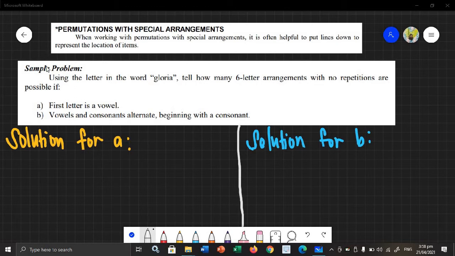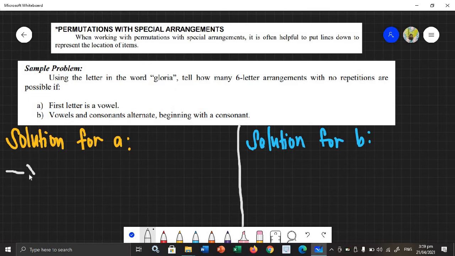So, ito yung mga sample problems with regards to this type of permutation. Kadalasan siya yung mga words na i-arrange mo, depende kung ano yung nakalagay na condition. Like this problem. So, using the letters in the word Gloria, tell how many 6-letter arrangements with no repetitions are possible if the first letter is a vowel, and then the second condition, vowels and consonants alternate beginning with a consonant. So, first, sulat tayo ng 6 blank na lines. Kasi we will be finding 6-letter arrangements.